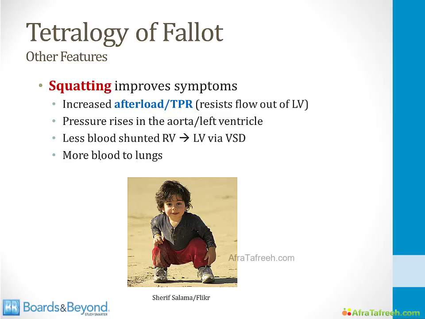Some other features of tetralogy of Fallot you should understand. Squatting often improves symptoms in children who have this condition. The reason this helps is because when children squat, they kink their femoral arteries. This increases the afterload and the peripheral resistance. These are the forces that resist flow out of the left ventricle. This will make it harder for blood to flow out of the left ventricle, and the pressure will rise in the aorta and left ventricle. This will result in less blood being shunted across the VSD from the right ventricle to the LV. As a result, more blood will go to the lungs and the child will feel better.